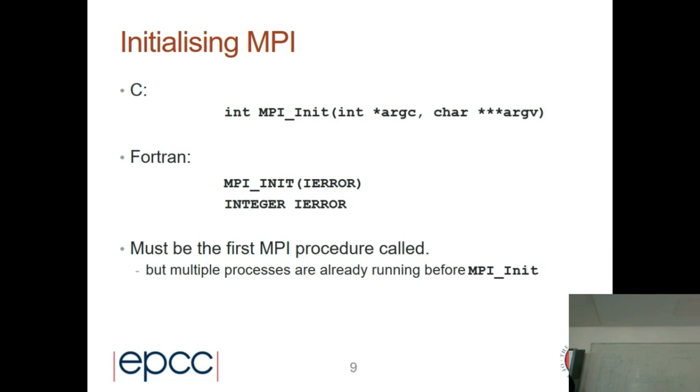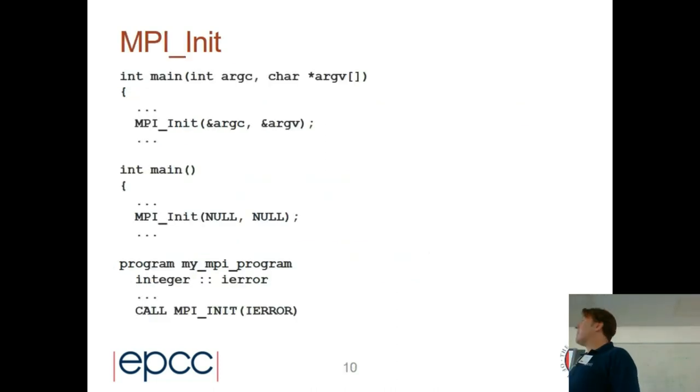You're not allowed to call any MPI routines until you call MPI_Init, but it does not launch the parallel processes, okay? Basically, when you run an MPI program, you launch 100, 1,000, 1,000,000 programs through this launcher program, which I've talked about. They're already running, okay? MPI_Init gets them to talk to each other, but it does not launch the multiple processes. They're already in existence.